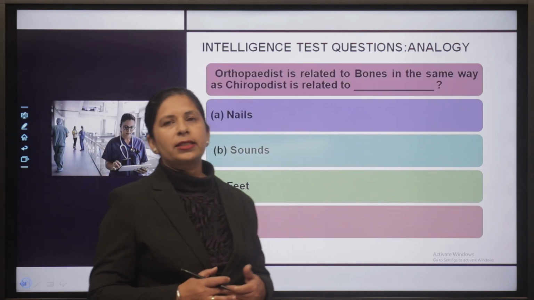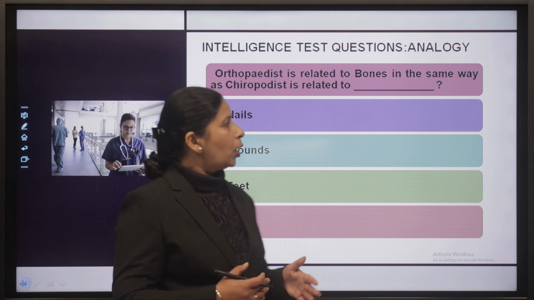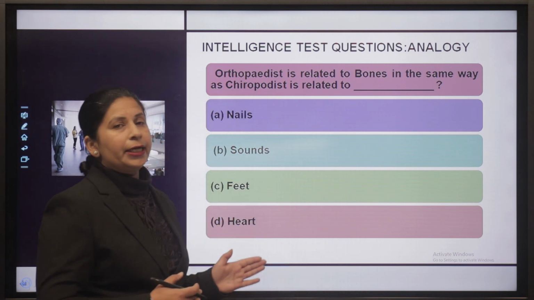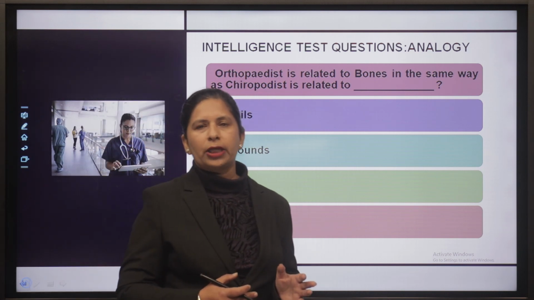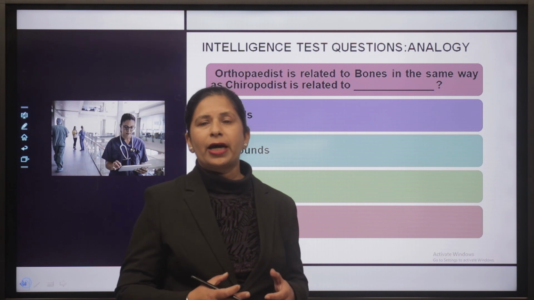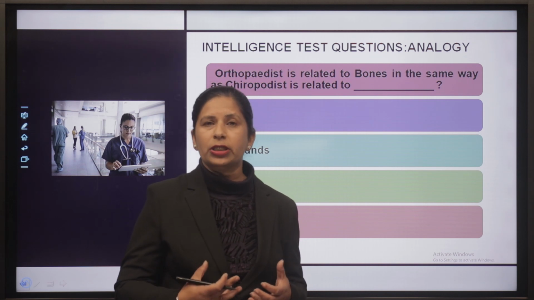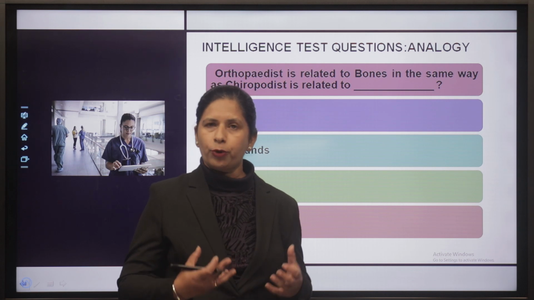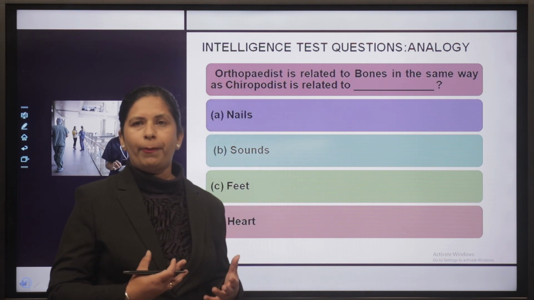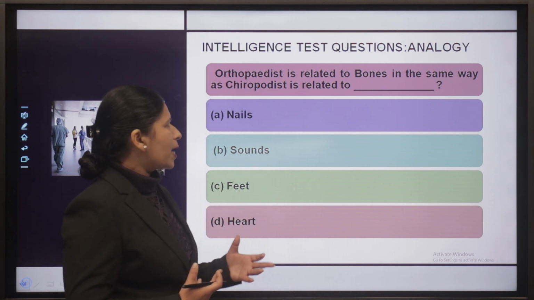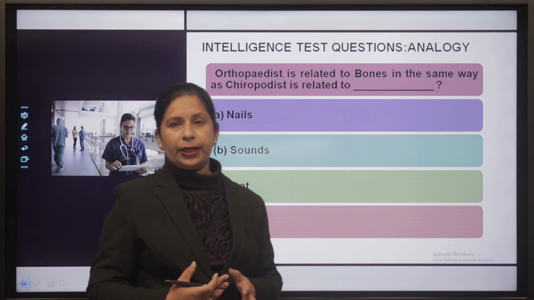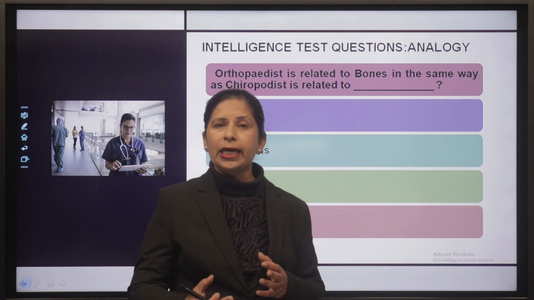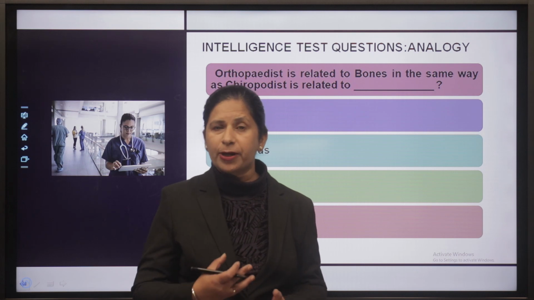ओके, नेक्स्ट लेट्स सी वन अनदर क्वेश्चन. ऑर्थोपेडिस्ट इज रिलेटेड टू बोन. ऑर्थोपेडिस्ट क्या होता है? एक डॉक्टर होता है जो हमारे बोन्स से रिलेटेड, हमारे मस्कुलोस्केलेटन से रिलेटेड कुछ भी प्रॉब्लम्स होती हैं, वी गो टू अ ऑर्थोपेडिस्ट. इन द सेम वे एज अ चिरोपोडिस्ट इज रिलेटेड टू. So he is also a doctor, but what does he specialize in?